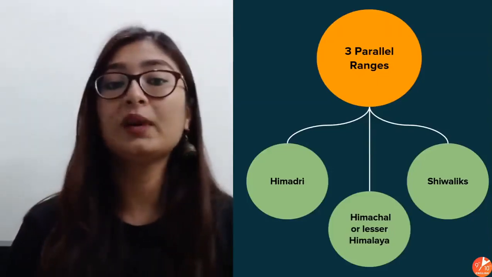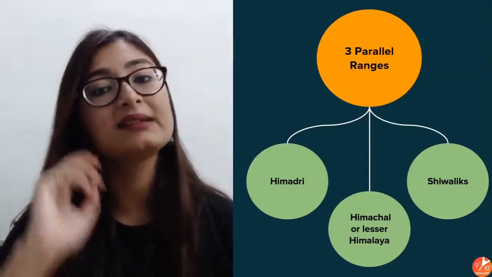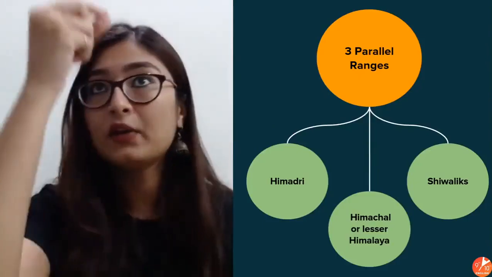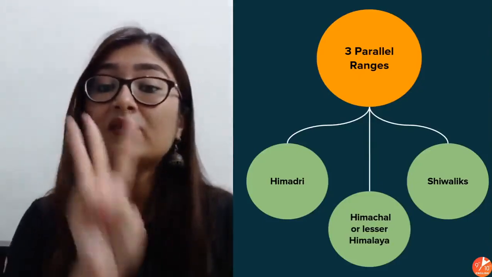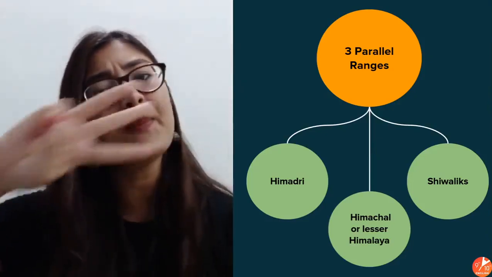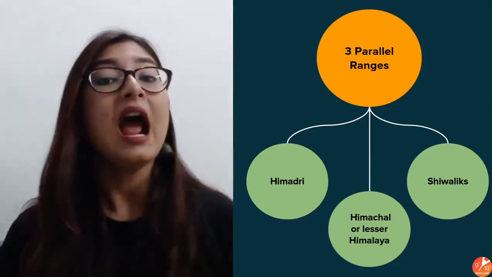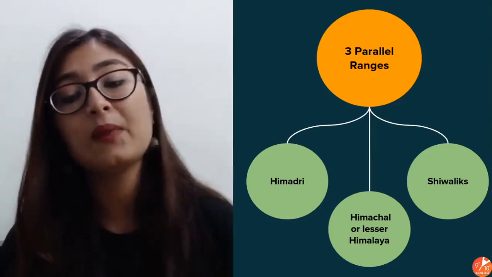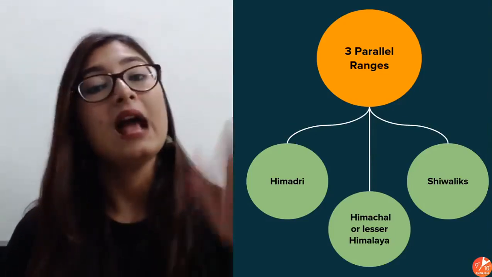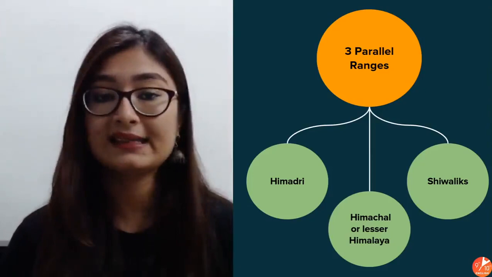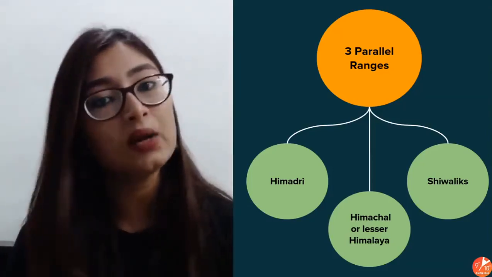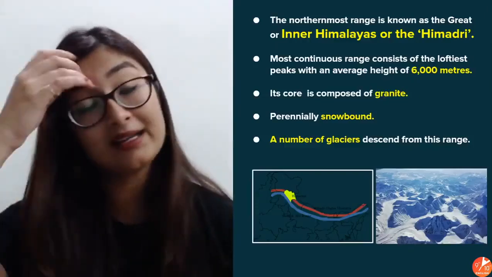Now, as I told you, for our ease of understanding, we have divided the Himalayas. But naturally, when you see it from north to south, it exists in 3 parallel ranges. It's like 3 parallel lines if you imagine. We have named them Himadri, the first one, the second Himachal or Lesser Himalayas, and the third one Shivaliks. As I told you, the east-west region is also divided. We will see about it in a little while.